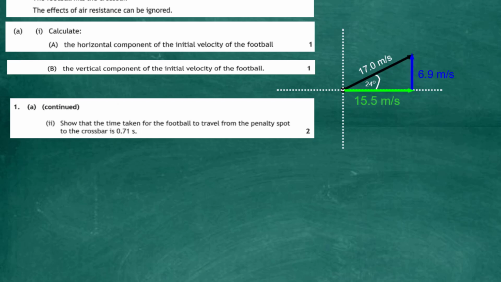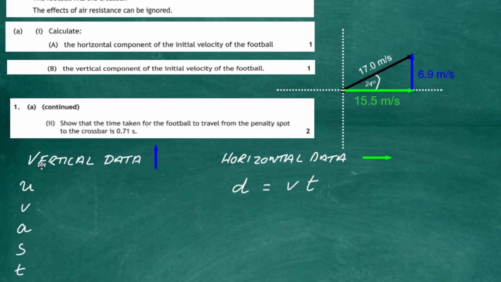Question 1a continued. Part 2. It says, show that the time taken for the football to travel from the penalty spot to the crossbar is 0.71 seconds. Like in all these projectile problems, it's very wise of you to put down your list of all the characters involved, and remember you can split the motions up into horizontal and vertical, and it's always best to draw a little table like this.